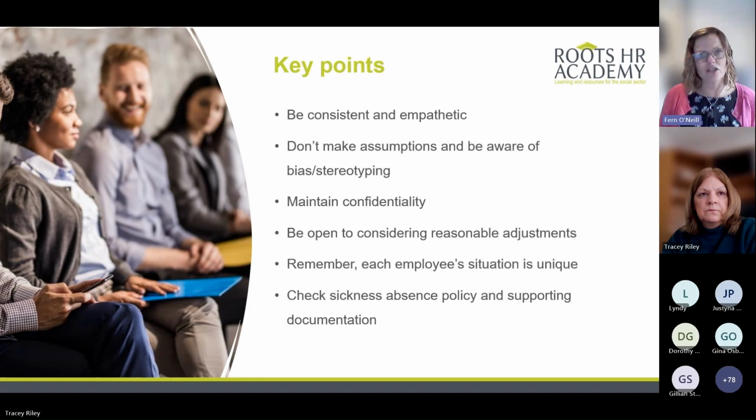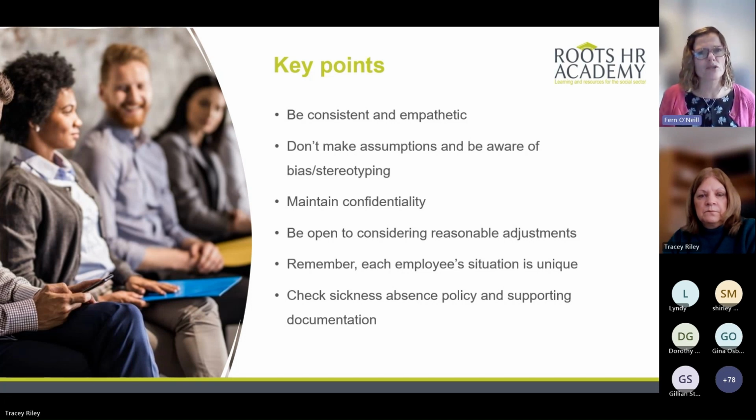Please maintain confidentiality throughout the process. Again, that's really important for employees to trust that when they're having conversations with you about their health, that remains confidential. Don't make assumptions, and be aware of bias and stereotyping. I think that's sometimes quite tricky when you're managing the conflict of people not being in the workplace and the business needs. And like Tracy said, consider reasonable adjustments for everyone, not just those employees who have that definition of being disabled, but for everyone.